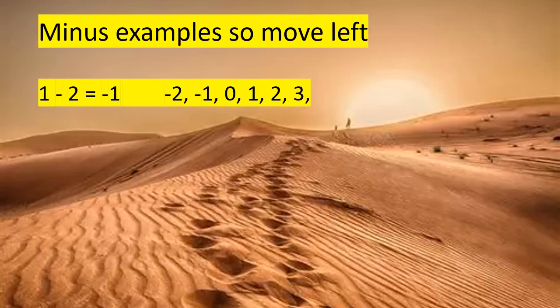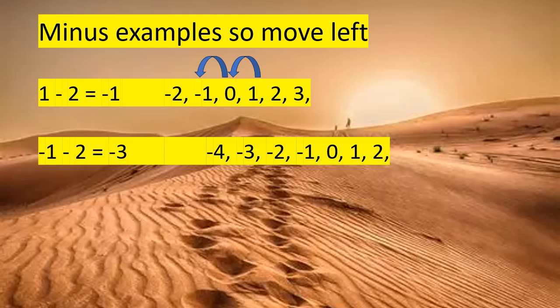So now some minus examples. So this time we're going to move to the left. So we have 1 minus 2, which equals minus 1. So we start with our line, minus 2 at the left, minus 1, 0, 1, 2, 3. Then we start at 1 and we're going to do 2 loops to the left, 1, 2, and it gets us to minus 1.